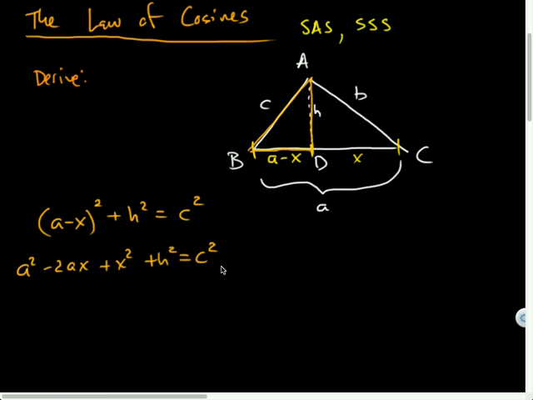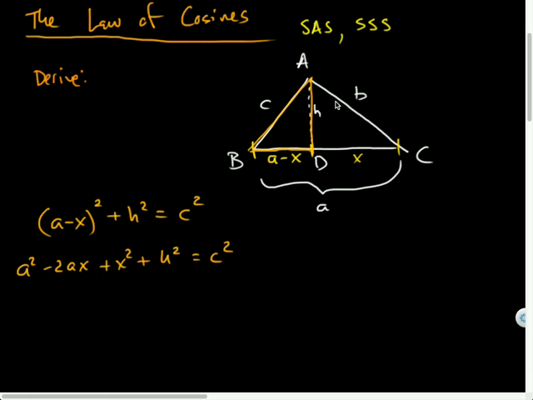We're deriving the law of cosines. Oh, that's a plus h. Yeah, that's a sad-looking plus sign. Plus h squared equals c squared. All right?